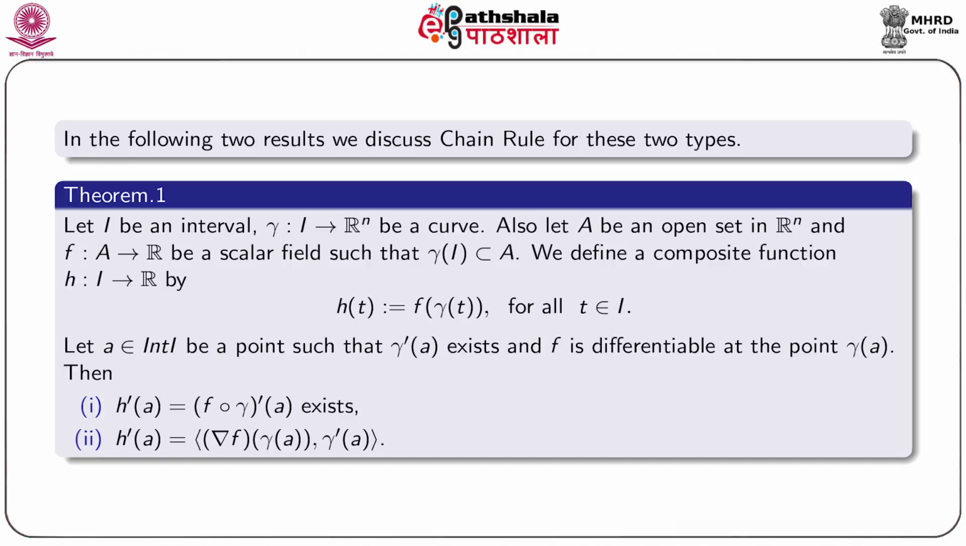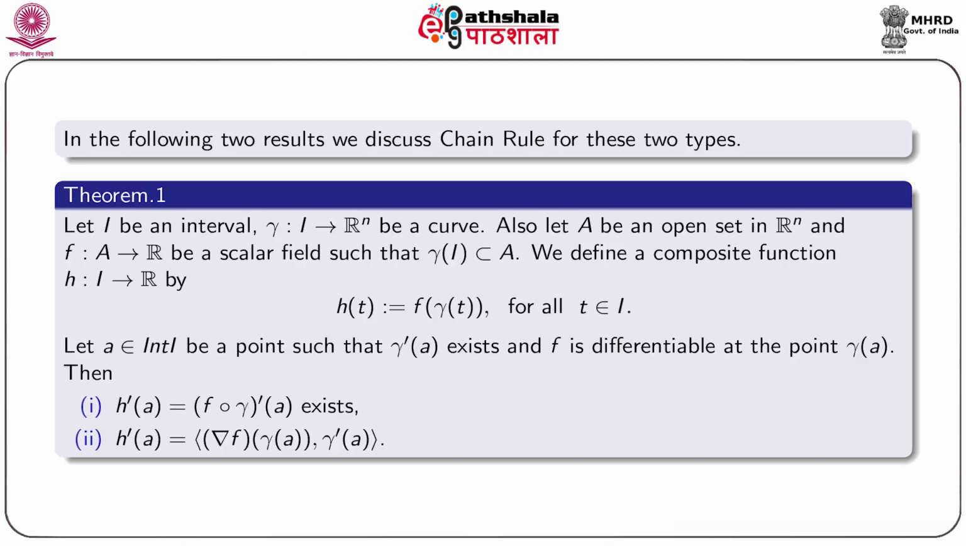We start our first result. Let I be an interval, gamma from I to Rn is a curve, that is gamma is a continuous map defined over I and its codomain is Rn. Also let A be an open set in Rn and f is a scalar field defined on the set A such that gamma I, that is trace of gamma, is contained in A. We define a composite function h from I to R by, for every t in I, h t equals f of gamma t.